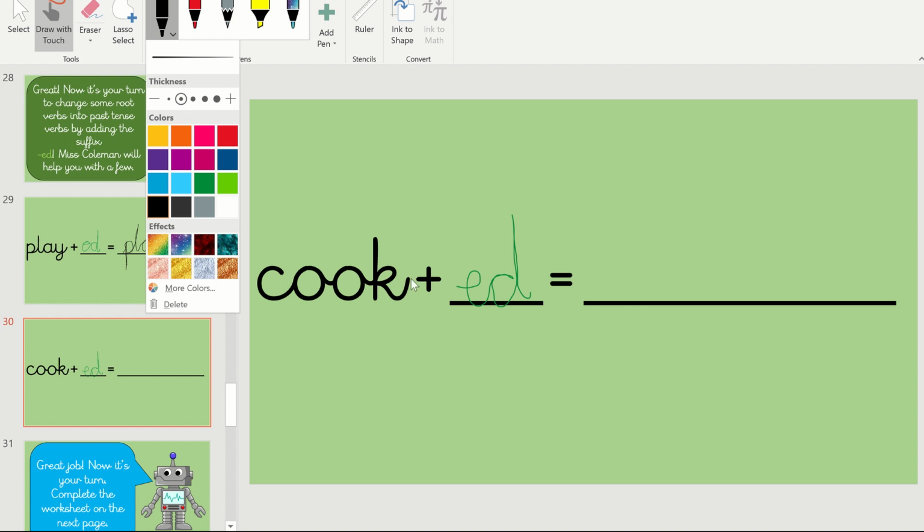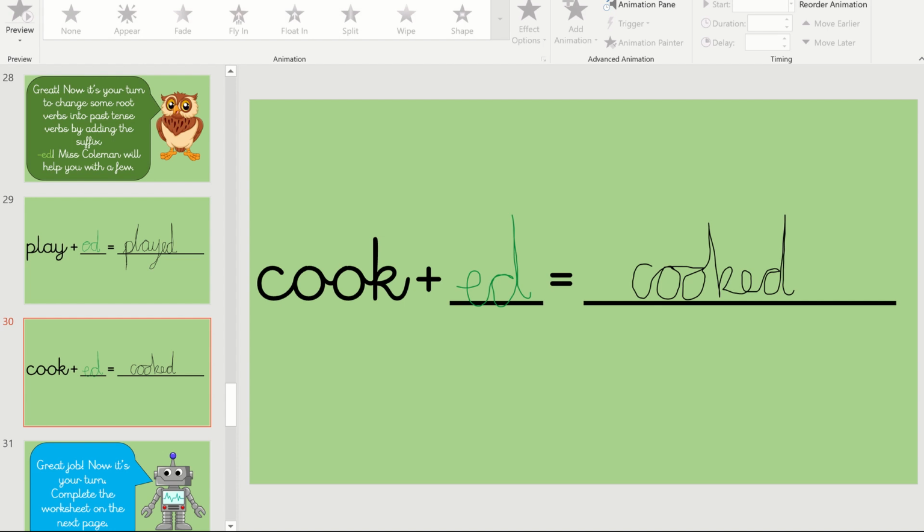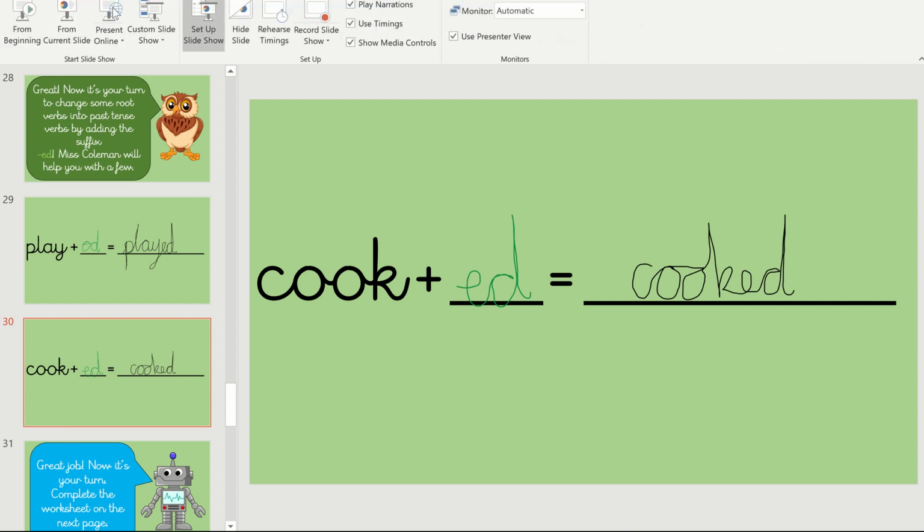So I've got to use the root verb and then add the suffix ed. So I've written cook and add the E and the D. Now that says cooked. So we say it as a T, but write it as ED. That's the grapheme. So well done, guys. Absolutely super job.